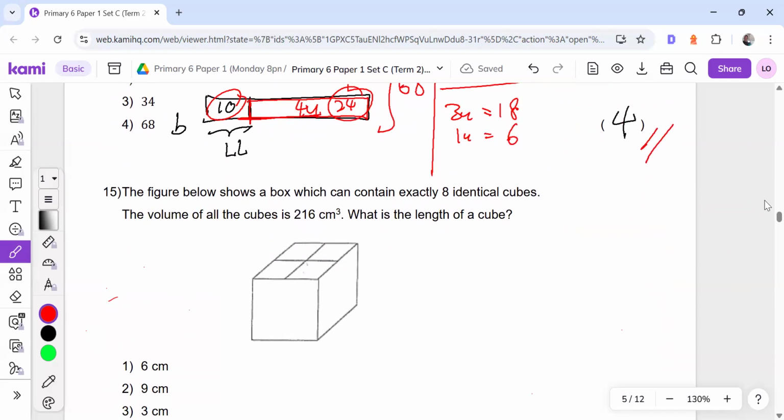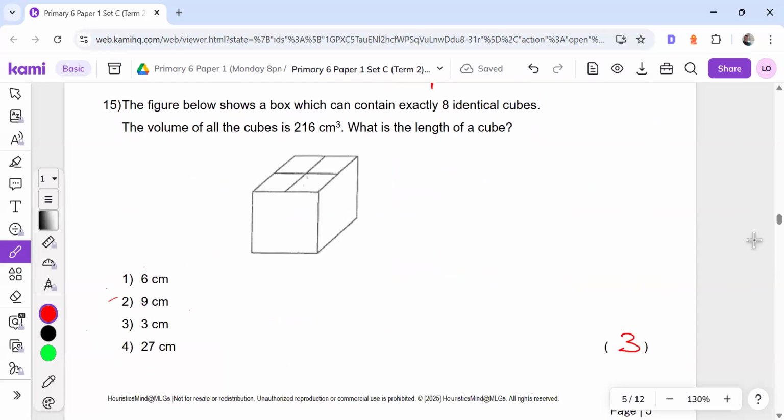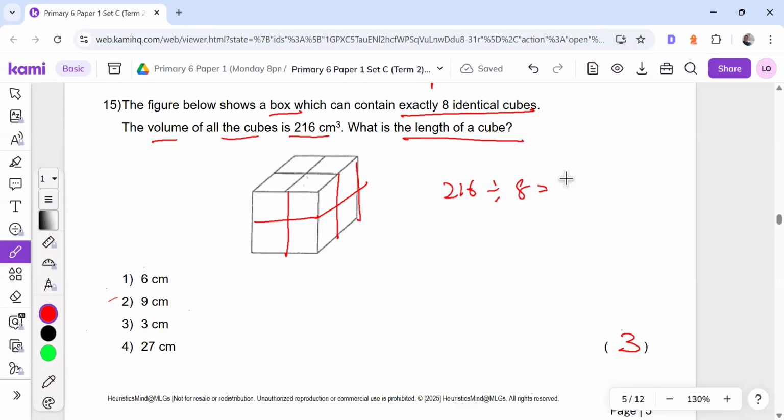Okay, next one. The answer will be number 3. Now, the figure shows a box which can contain exactly 8 cubes, and the volume of all the cubes is 216. What is the length of a cube? Now, you may want to cut this diagram into 8 cubes. And then can you find the volume of 1 cube? So you take 216 and divide by 8 cubes. And you will get how many?